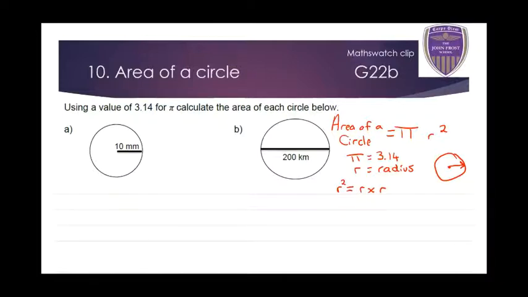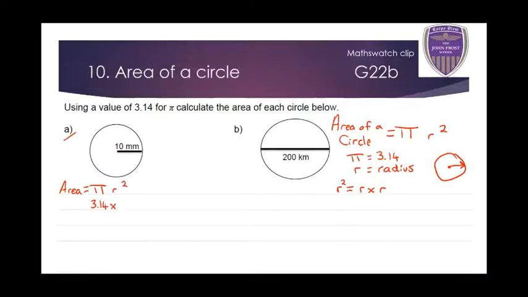So let's have a look at these first two questions. We've got question A. Let's just write area first. Area is equal to pi r squared. Pi is 3.14, we know what that is, 3.14.